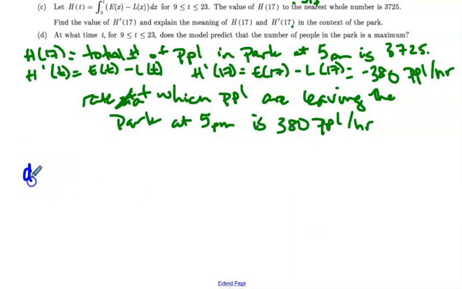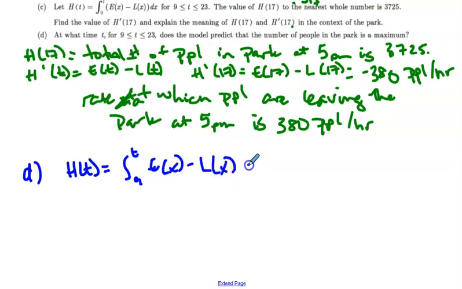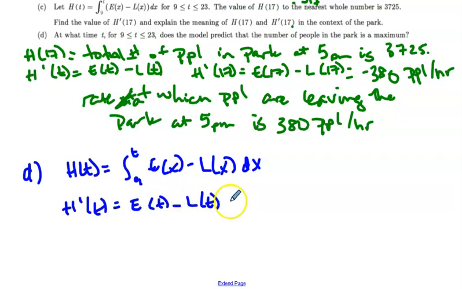So for part D, we are trying to maximize H of t, which equals the integral from 9 to t of E of x minus L of x. Well, the derivative, h prime, is equal to E of t minus L of t via the fundamental theorem of calculus, part 2. I need to set this equal to 0 to find the candidates, the critical points.